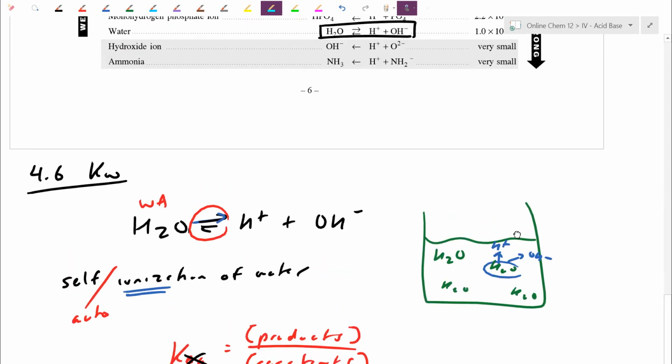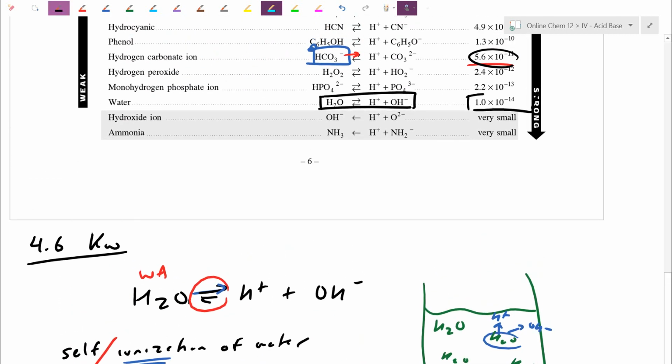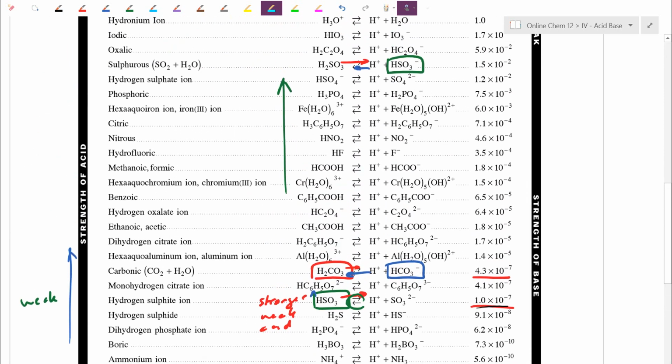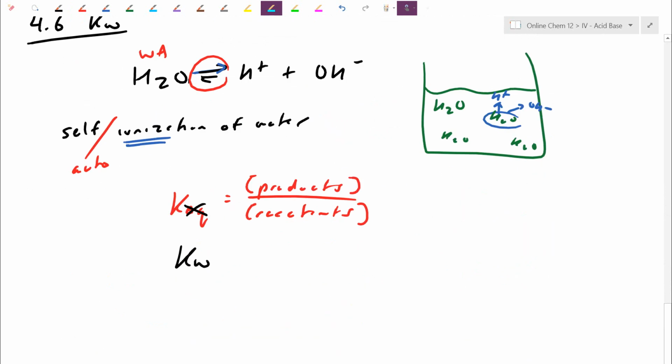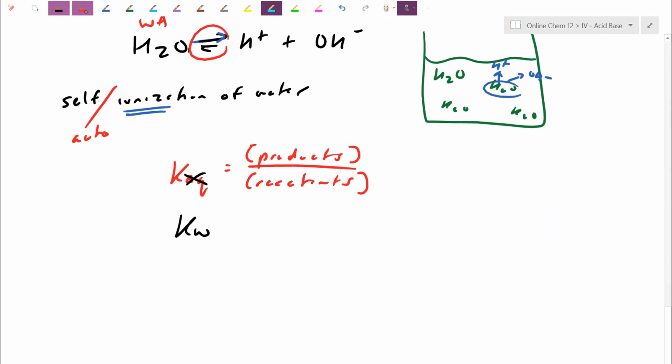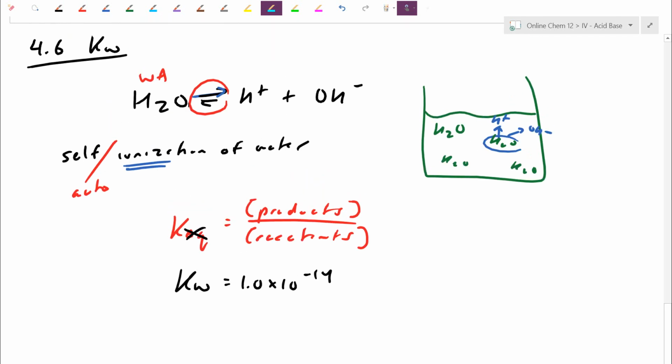In this case, they're giving me the value on the table. Kw actually has a really small number here, 1.0 times 10 to the -14. Not only do we see on a table, if I'm on the acid side, I want to be higher up on the left side to be strong. Water is actually the last one down here. So this product over reactant ratio, this Kw, is given to me as 1.0 times 10 to the -14. I would memorize that number. This will do us good in the long run. But because this Kw is so much less than 1, we know reactants are favored.